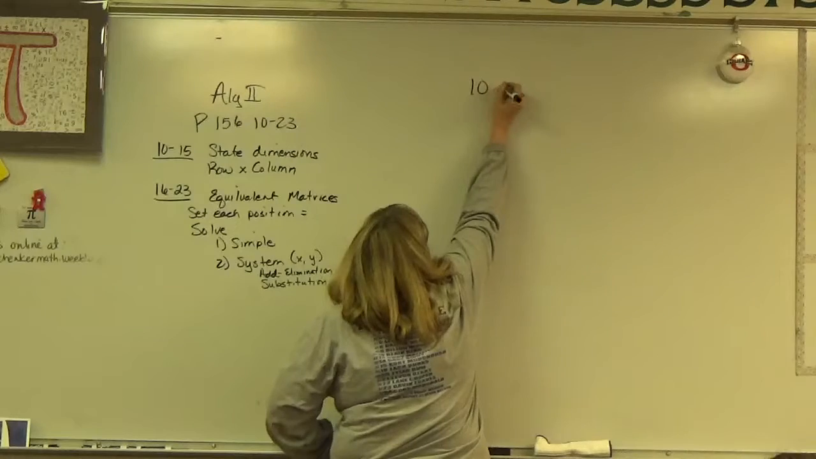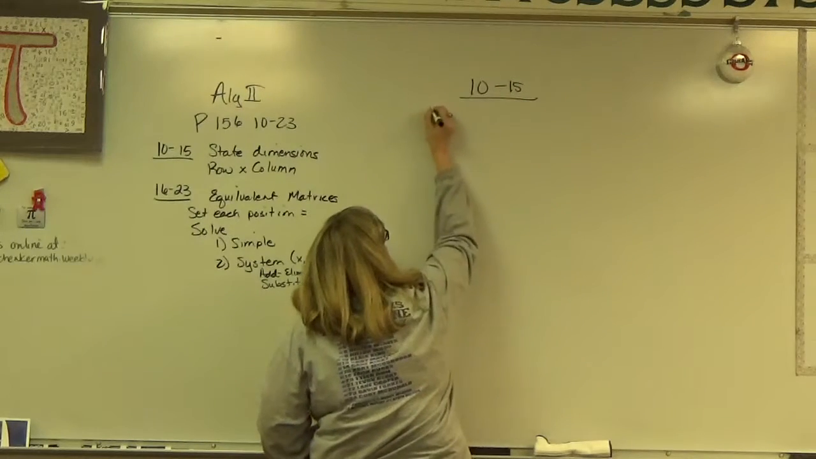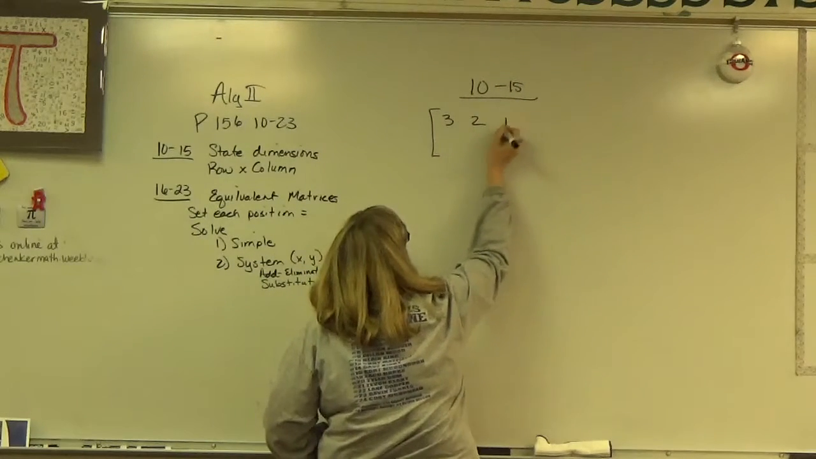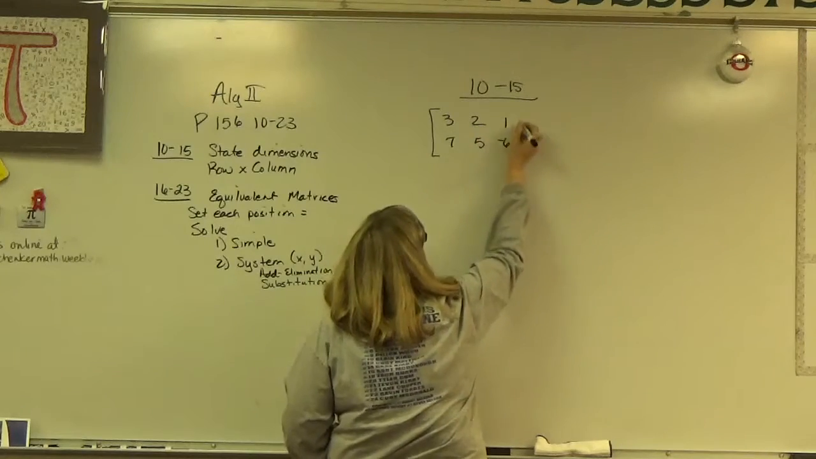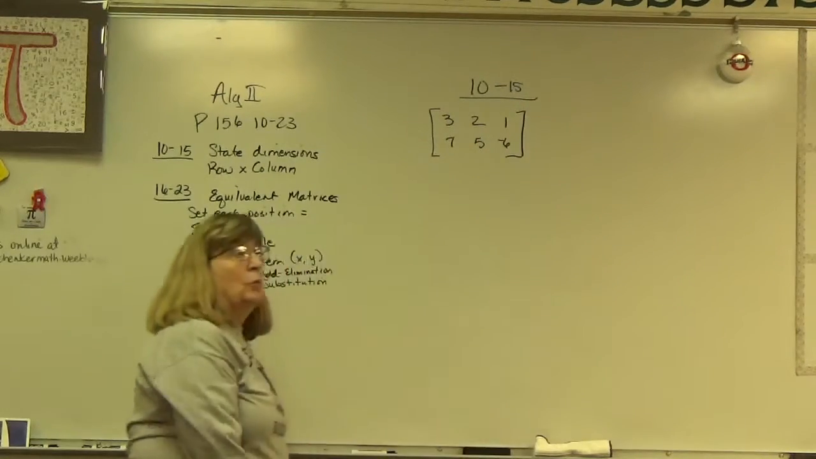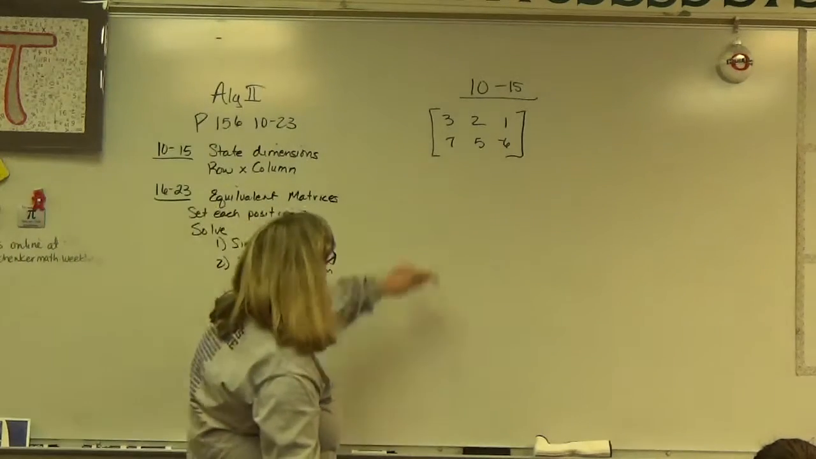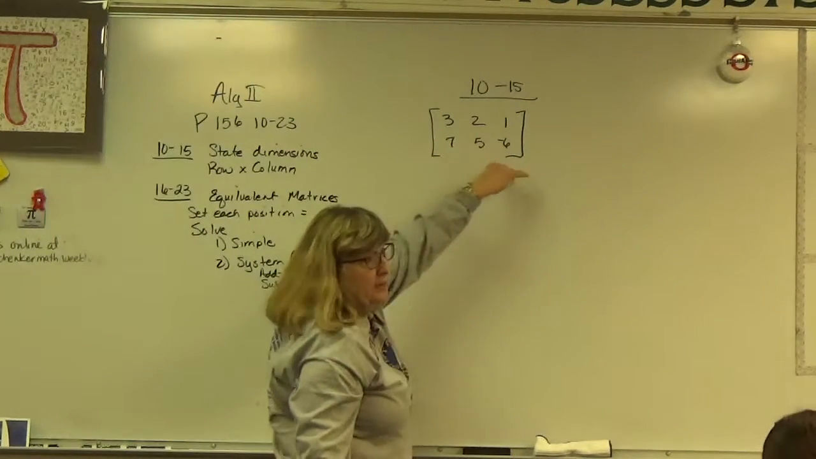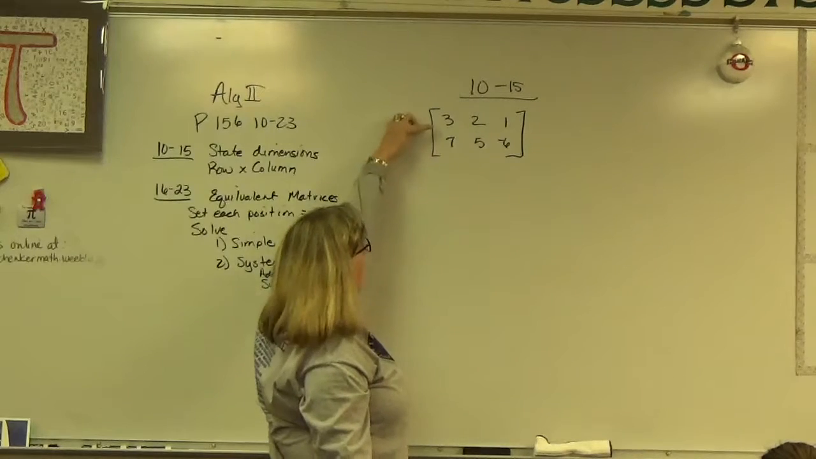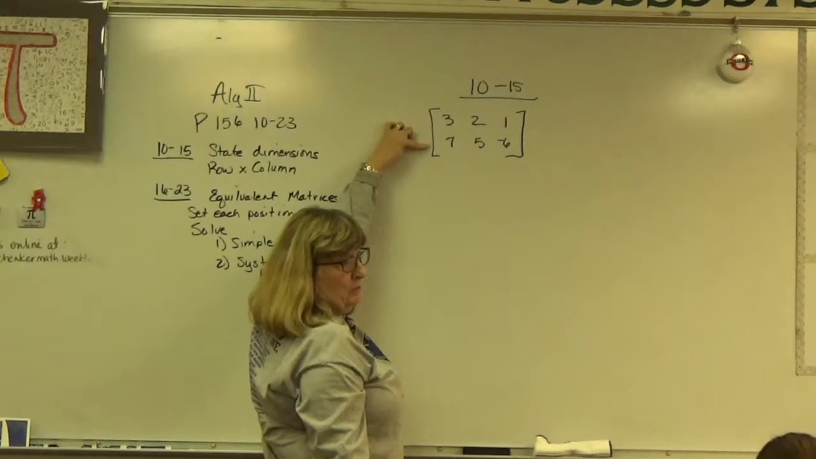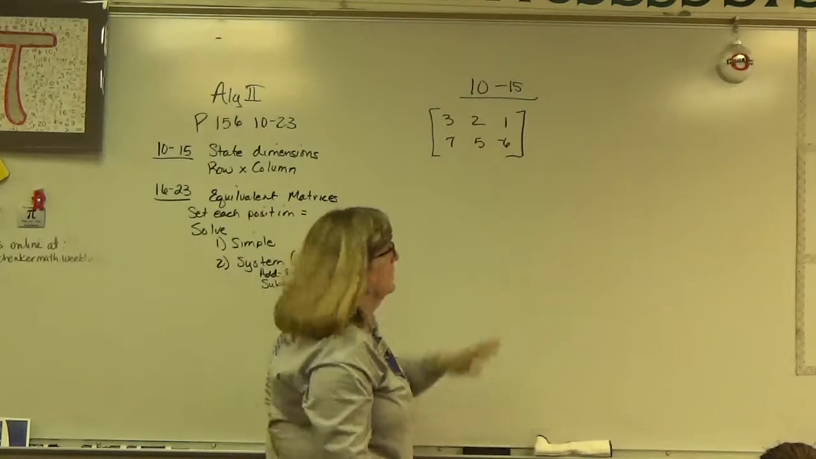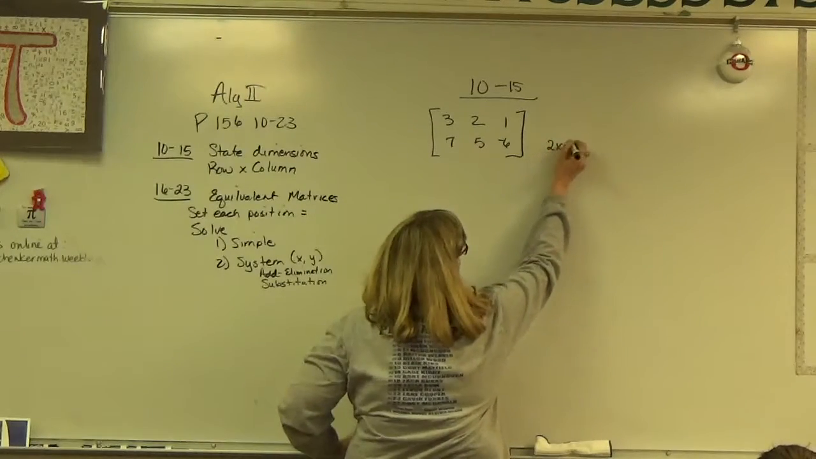So for 10 through 15, what would this matrix be called? And notice the matrix has the little brackets on it. This would be how many rows? 2. And how many columns? 3. So this would be classified as a 2 by 3 matrix.